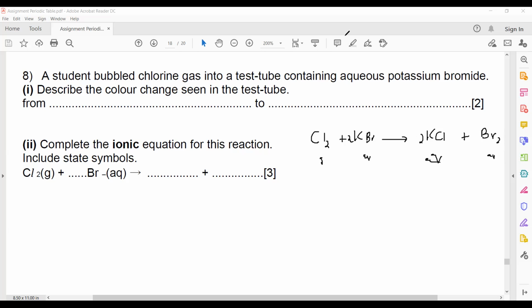So what are the common ions we have? We have the potassium ion common, so we cancel it out. What we are left with is Cl2 plus 2 bromide ions, resulting in the formation of 2 chloride ions plus a bromine molecule. Is it clear? You just have to complete the word equation and then yes, Cl2 plus 2Br minus gives 2Cl minus plus Br2.